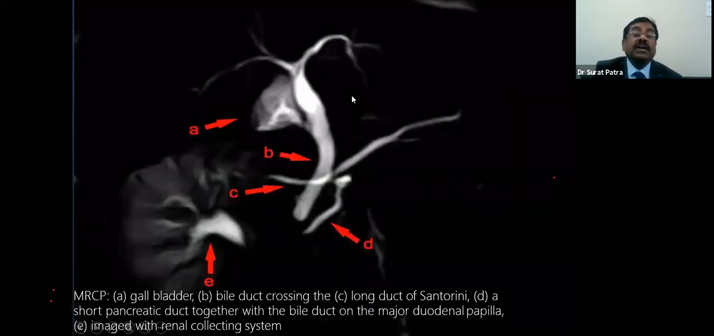This is the picture of MRCP of pancreas divisum. This is the gallbladder. This is the bile duct. This is the long duct of Santorini crossing. Then the short pancreatic duct opening to the duodenal papilla.